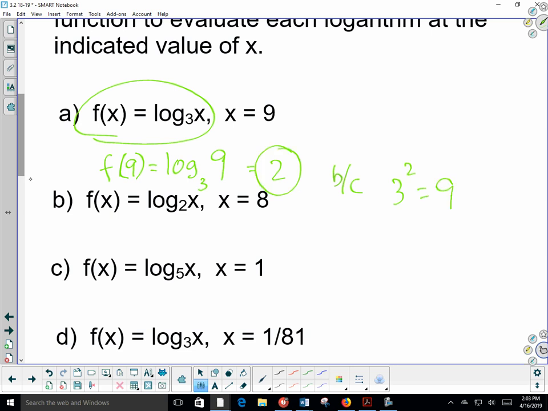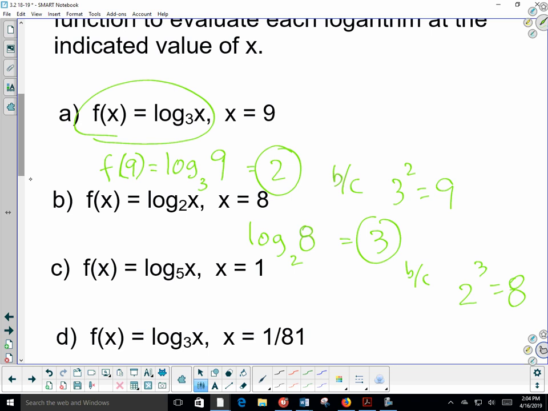Are we okay with this? All right, what about log to the base 2 of x when x is equal to 8? Can you help me out with that, Lexi? 3. Why is it 3? Because 2 times 2 times 2 is 8. So my answer is going to be 3 because 2 times 2 times 2, or 2 cubed, is going to be equal to 8.